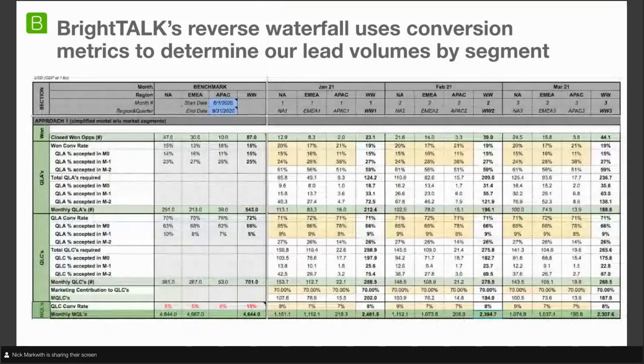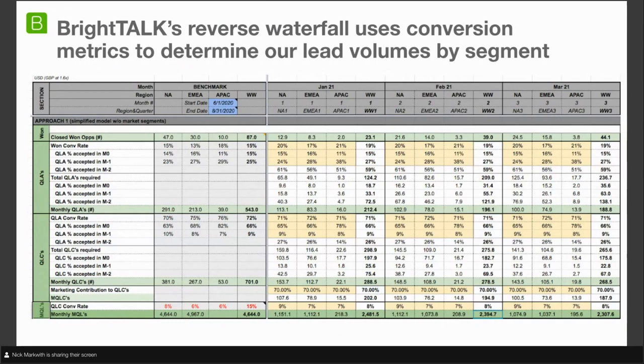So BrightTALK uses a reverse waterfall that uses a variety of our conversion metrics to determine our lead volumes by segment, right? Just like everyone else, BrightTALK has a variety of different segments and personas that we're trying to target. We work with many different industries, very much for marketers. So for us, it's a little bit simple.